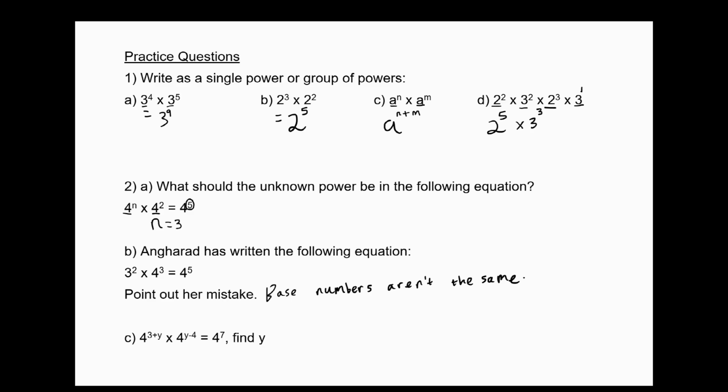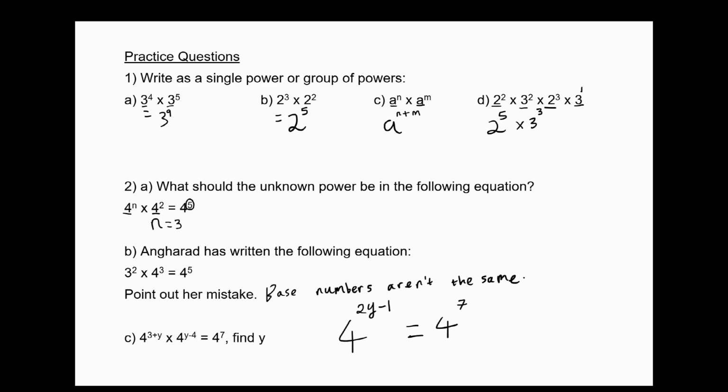For C, we have 4 to the 3 plus y times 4 to the y minus 4 is equal to 4 to the 7. Well, on the left-hand side of the equation, I'm going to have to add the powers, which will give me y plus y, which is 2y. 3 take away 4 is minus 1. And that equals 4 to the power of 7.